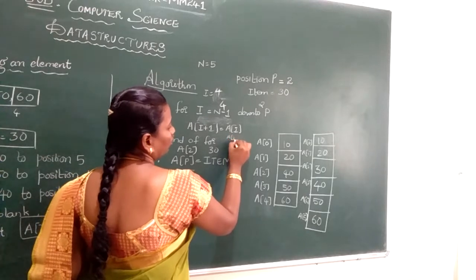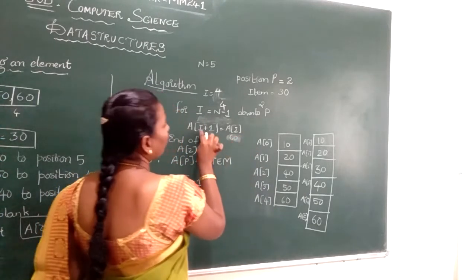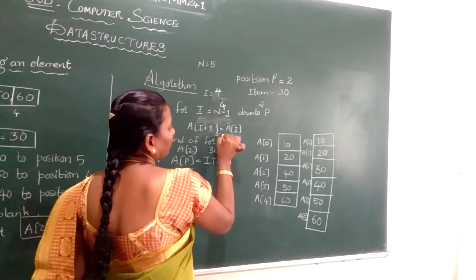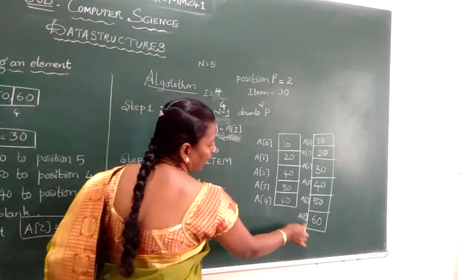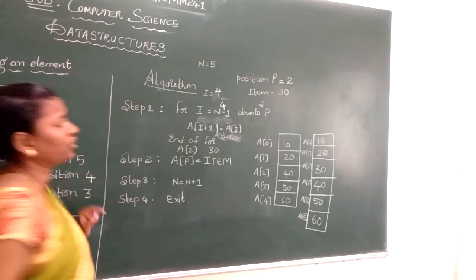A of 4. What is the A of 4? 60. 60 you are giving it to I plus 1. That is 4 plus 1, 5. So A of 5. So at the place A of 5, I am moving 60. So here also I have written move 60 to position 5. Understanding? Next I value gets decremented.